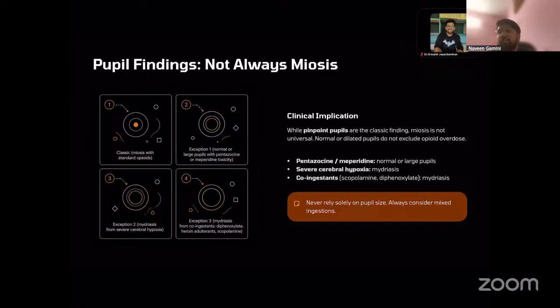And also, you should always remember that toxicology patients always come with co-ingestants. So if the patient has co-ingested scopolamine or diphenoxylate, then again mydriasis can be seen. So we should never solely rely on pupil size. We should always consider mixed ingestions. And also the three conditions where mydriasis can be seen in opioid poisoning are pentazocine or meperidine, severe cerebral hypoxia, or co-ingestions.